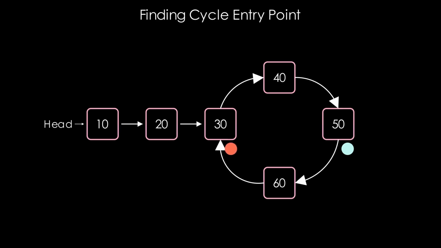Send the slow pointer back to the head and move both pointers one step at a time from here. They will meet again, and this time right at the entry point of the cycle. And this is no coincidence. We can also try this on a bigger list to make sure. And we can also prove that this is guaranteed to happen.